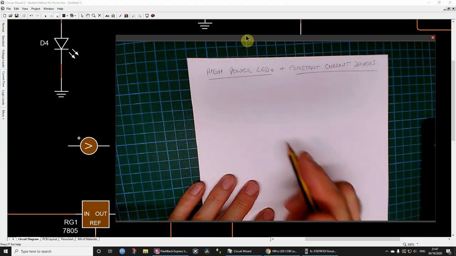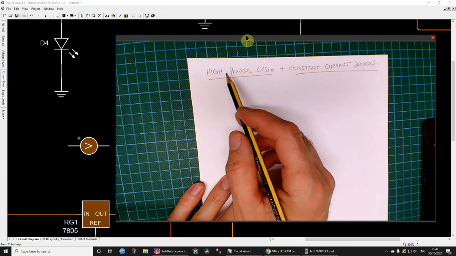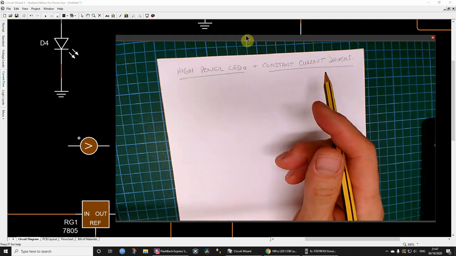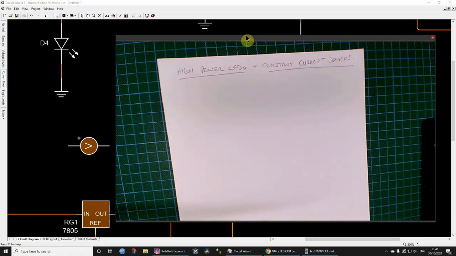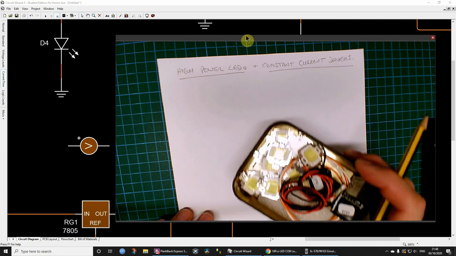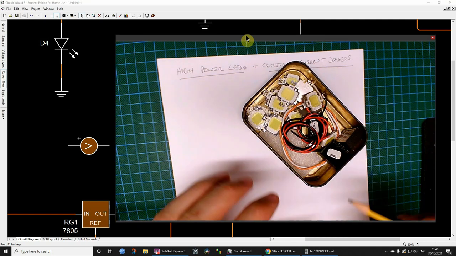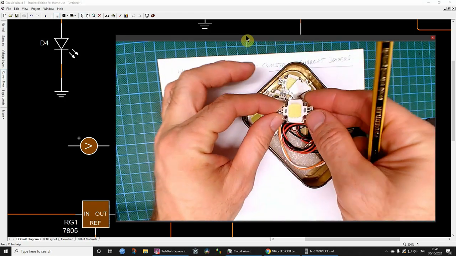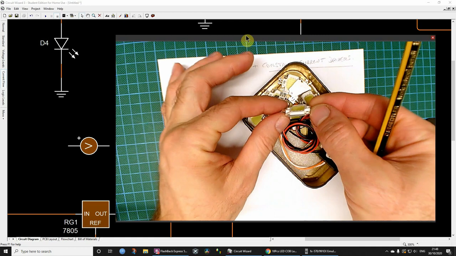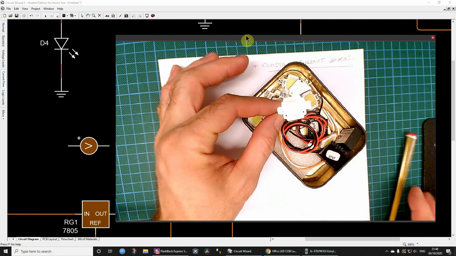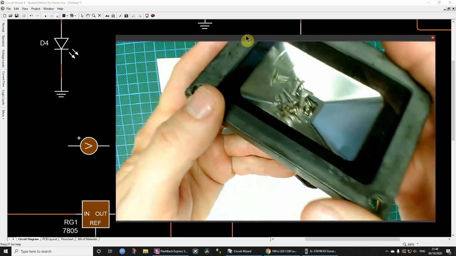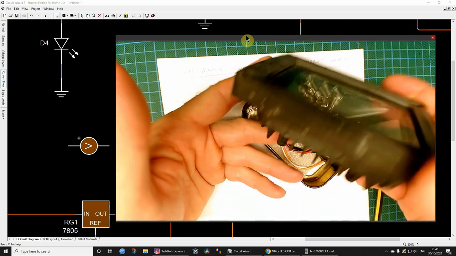Hi, as you can see from the title, I'm going to be talking about high power LEDs and constant current drivers. I'm making the video for my students as a few of you need or want to use higher powered LEDs. When I say higher powered LEDs, you could in theory go to something like this, which is a 10 watt LED. I don't advise it. They are unbelievably bright, probably not suitable for most student projects, the sort of LED that comes from one of these.